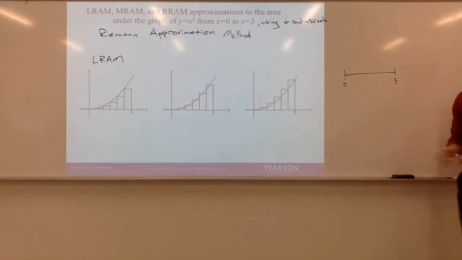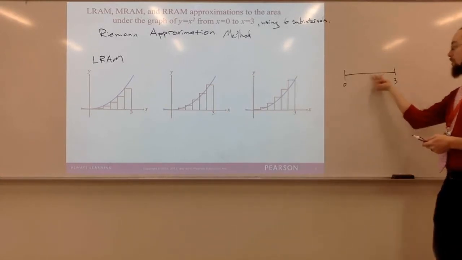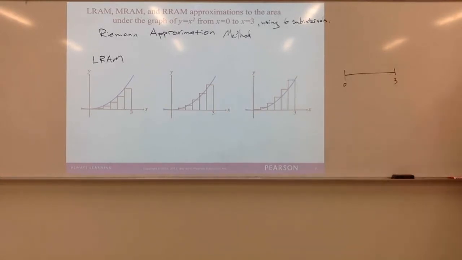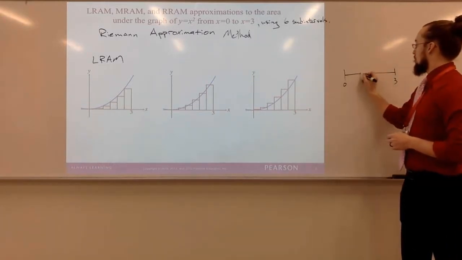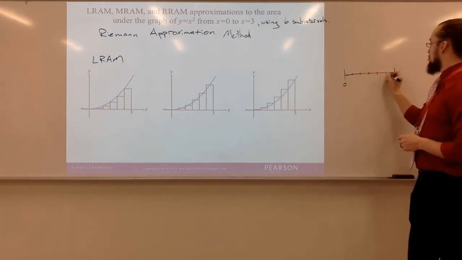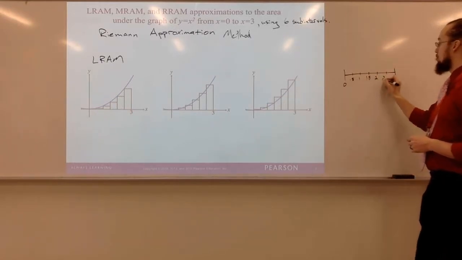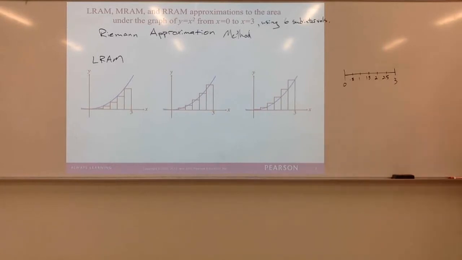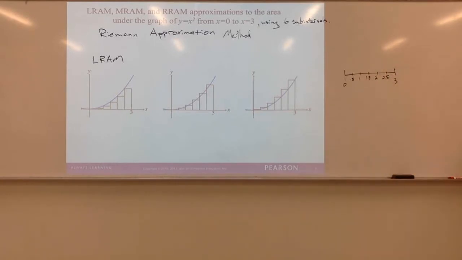Yeah. That's what we're going to do. Right? If I divide 3 by 6, each of these will have a length of 0.5, right? So 0.5, 1, 1.5, 2, 2.5. Okay, so this gives me 6 subintervals in between 0 and 3.